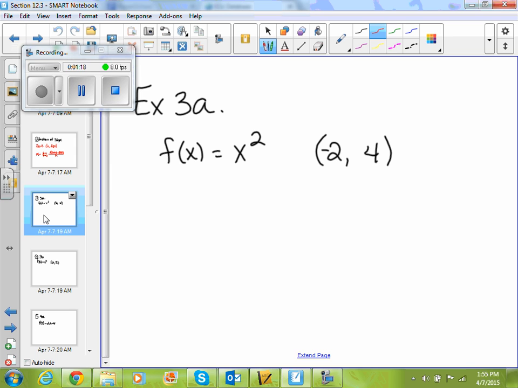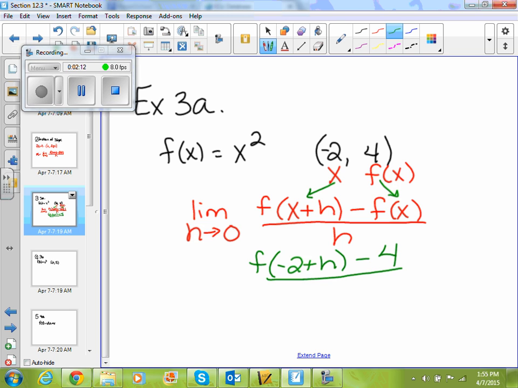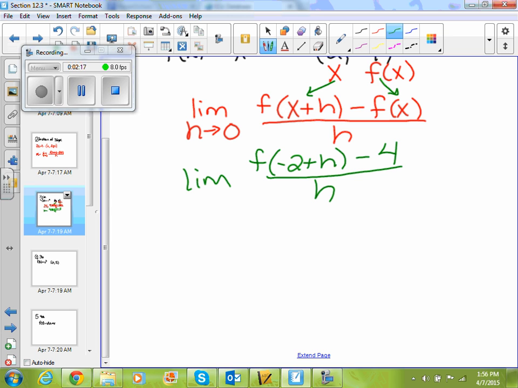So if I'm given the function f of x equals x squared, and the point negative 2, 4, I know that this is my x value and this is my f of x value. And so if I want to find my slope, I want to find my limit as h approaches 0 of f of x plus h minus f of x all divided by h. You plug in negative 2 for your x, and 4 for f of x, and h stays h. So I get f of negative 2 plus h minus 4 all divided by h, and I'm looking at the limit as h approaches 0.